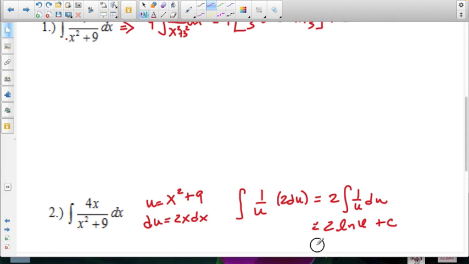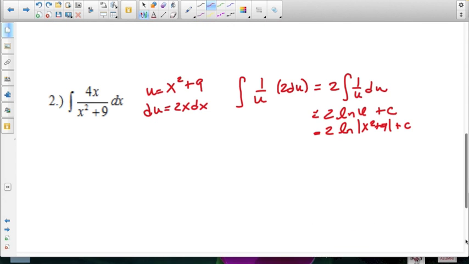And then, of course, we have to substitute back into our original variable of integration. And u is x squared plus 9, so it's the natural log of the absolute value of x squared plus 9. You may recognize x squared plus 9 as always being positive anyway, so the absolute values are a bit redundant, but we like to put them in just for good measure.